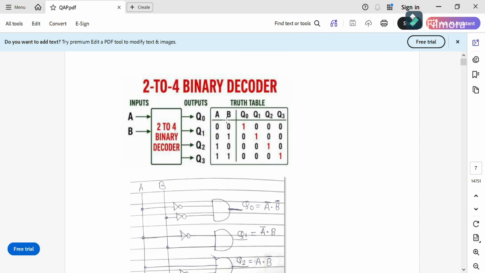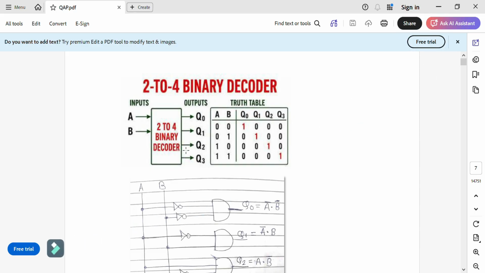So Q0, Q1, Q2 and Q3 are my 4 outputs. When does Q0 get selected? From this truth table you can see that when the input is 0, 0, if I take this input as 0, 0, at that time it will select Q0.